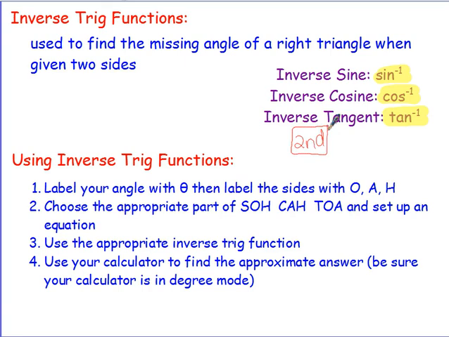So, in order to use these, most of this is going to look familiar. Label your angle with theta and label your sides. Choose the appropriate part of SOHCAHTOA and set up an equation. But now you have to use the appropriate inverse trig function. And then finally, use your calculator. And again, be sure your calculator is always in degree mode. So let's look at a couple of quick examples and then we will be done with this lesson.